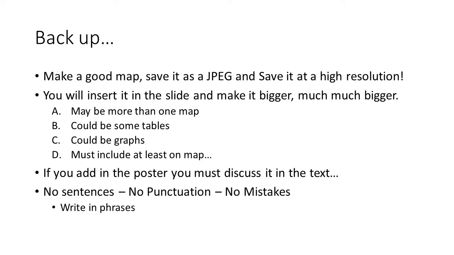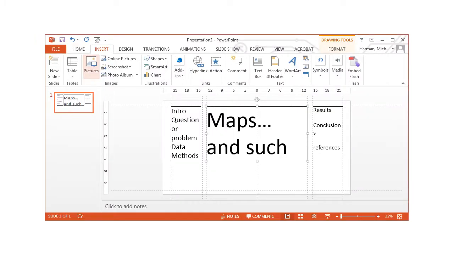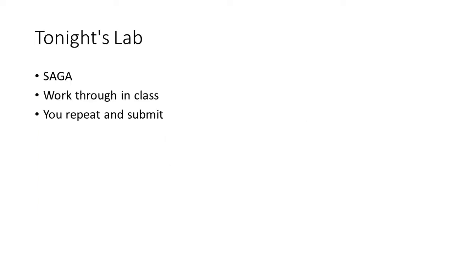Anything that's in that section, you need to reference in the text sections along the sides. If it's in your poster, you have to discuss it in the text. It's easier if you don't write it in sentences, because then you don't have to worry about punctuation, and then you won't have any grammar mistakes. Write in phrases. So back to the layout, how things look. We can go to Picture and add it in.